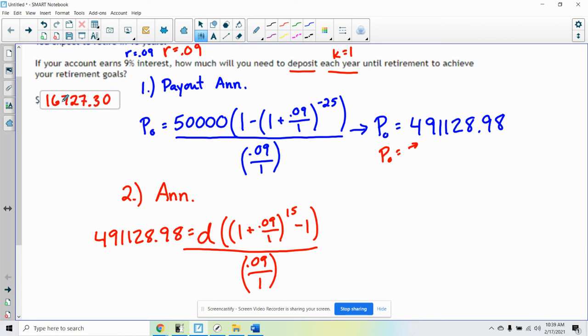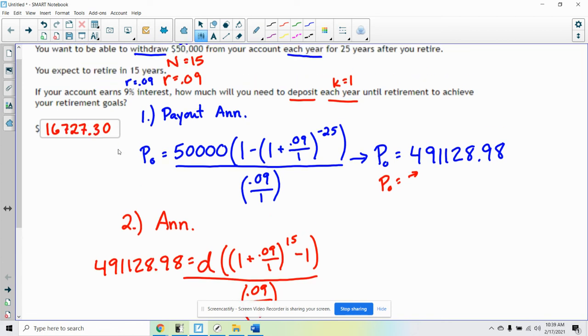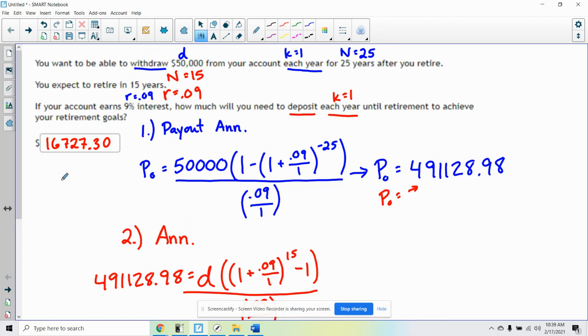This is the longest kind of question you'll see in this entire chapter and the most difficult, but that's how you do it, and that should be your answer.